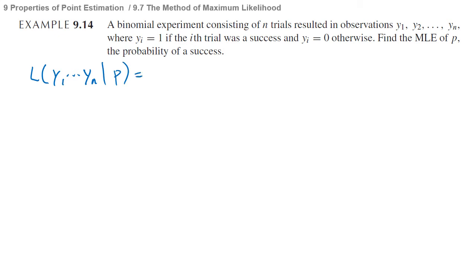The likelihood of the data is the probability of the given data, and so this is the product of each probability mass function. The product over i equals 1 to n of the probability mass function, p to the yi times 1 minus p to the 1 minus yi, and so this becomes p to the sum of yi times 1 minus p to the n minus sum of yi.